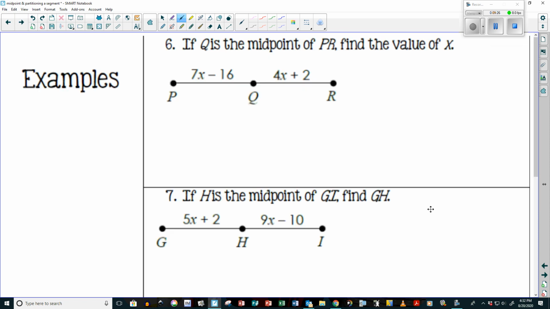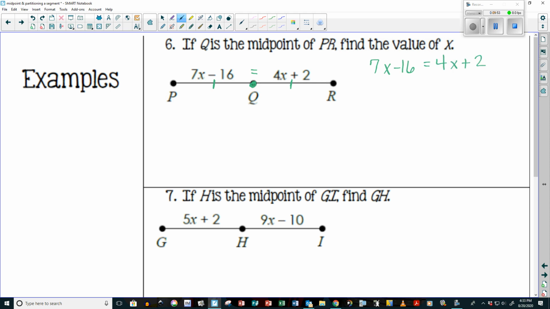All right, so here's some examples. If Q is the midpoint, as soon as they tell you this is the middle, go ahead and put your tick marks. Make sure you're marking your pictures. That's a huge deal for your eyes to visually see things that are congruent. If Q is the midpoint, that means these two are equal. So therefore, 7x minus 16 is equal to 4x plus 2.